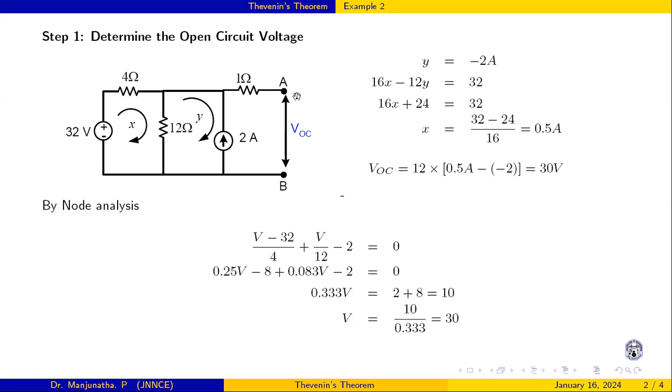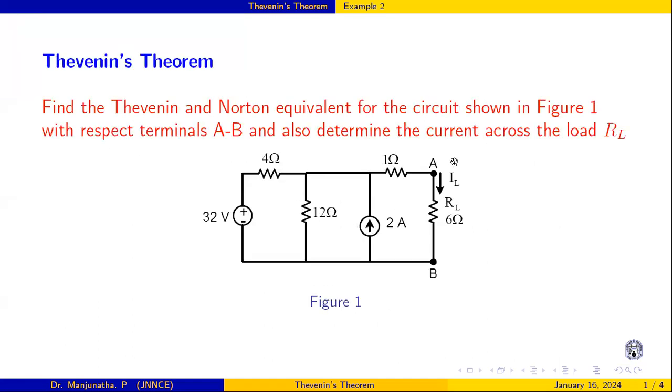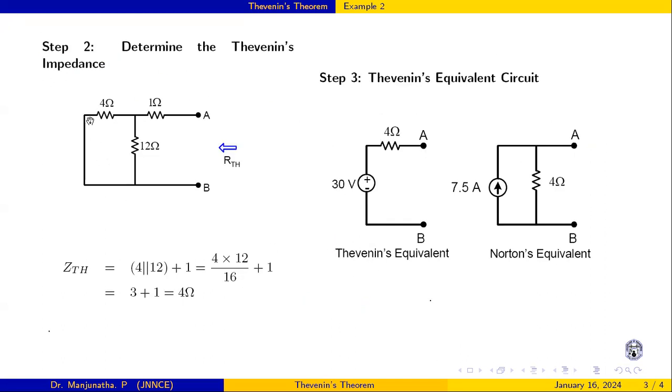So now we are ready with the open circuit voltage. Next step is to determine the Thevenin's impedance or Thevenin's resistance between these two terminals AB. To determine this, whenever a current source is present in the circuit, simply remove it, and if there is a voltage source, short it. Now I will redraw this circuit to determine the Thevenin's resistance. So the voltage source is shorted, now the 4 ohm, and this current source I removed.